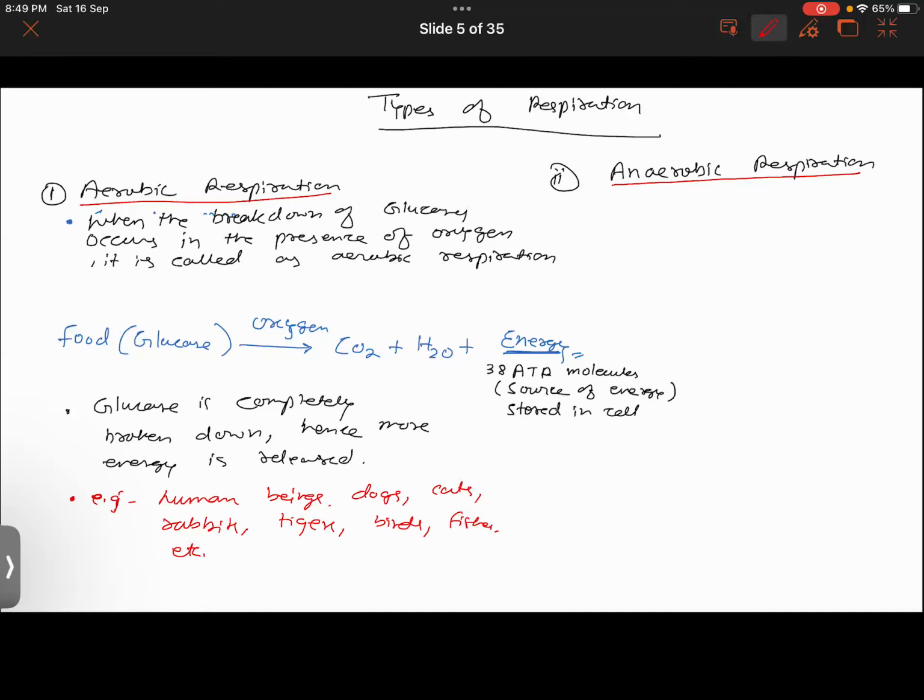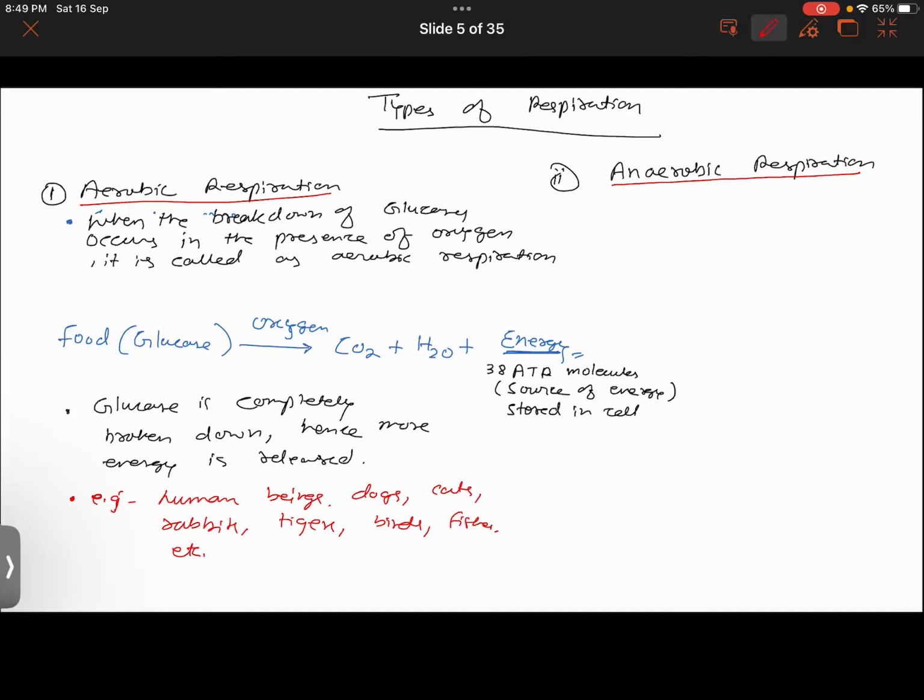Have you got the difference between the two? One is in the presence of oxygen, one is in the absence of oxygen. Where will anaerobic respiration, the respiration in the absence of oxygen, occur? It will occur in several microorganisms. Can you name one common organism where anaerobic respiration occurs? Maybe fungus. What other examples?